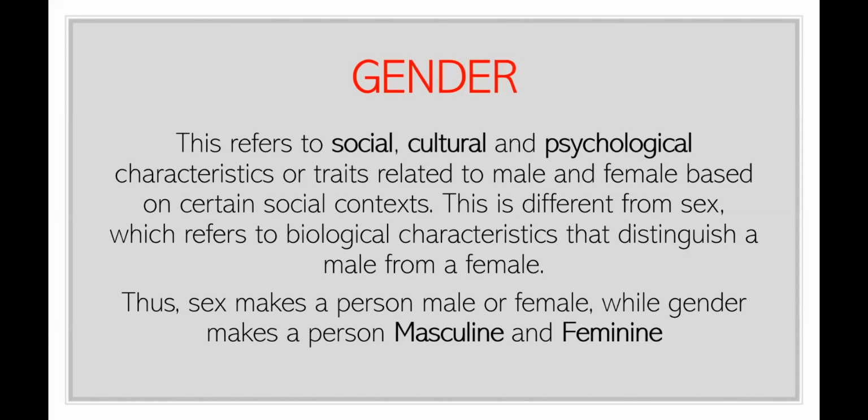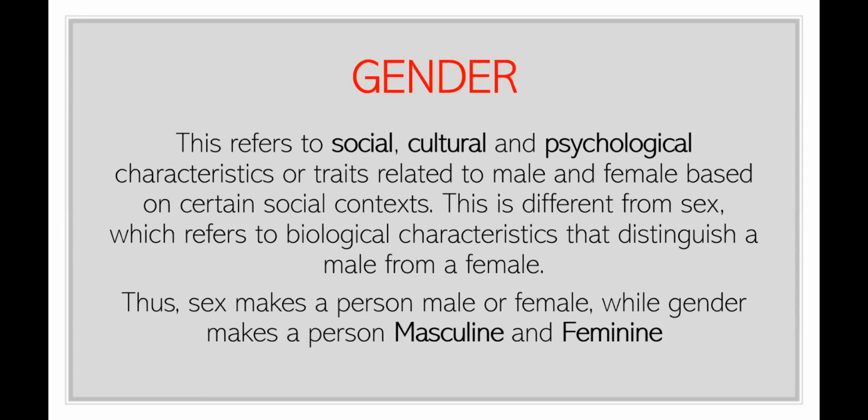Next, we have gender. This refers to social, cultural, and psychological characteristics or traits related to male and female based on a certain social context. This is different from sex, which refers to biological characteristics that distinguish a male from a female. Meaning to say, when we say gender, we are talking about those traits or characteristics that belong to female or to males.